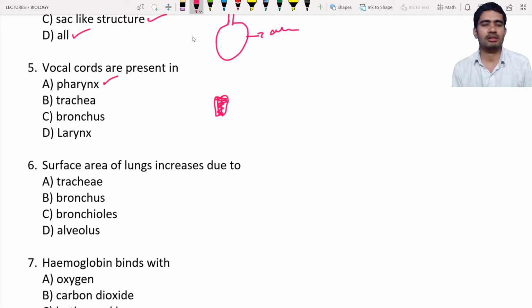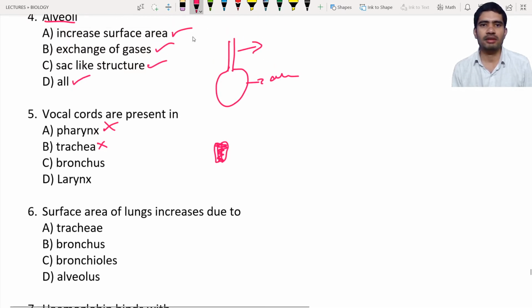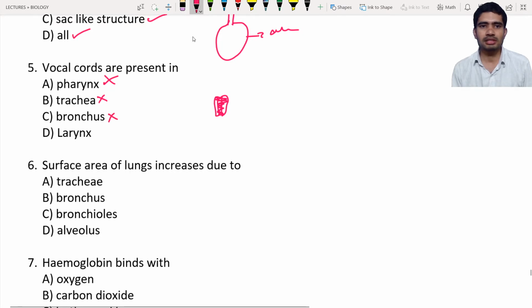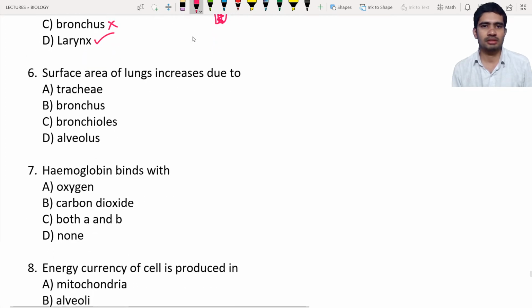Pharynx? No, it is not the pharynx. In the pharynx you don't find any vocal cords. Next, trachea. No, trachea is not the correct answer, because trachea is just a windpipe. Next, bronchus. No chance at all, because bronchus is a structure that enters into the alveoli. Next, larynx. Yes, in the larynx we can see the vocal cords. Hence you can call it the larynx, a stiff box containing the vocal cords responsible for the production of sound.